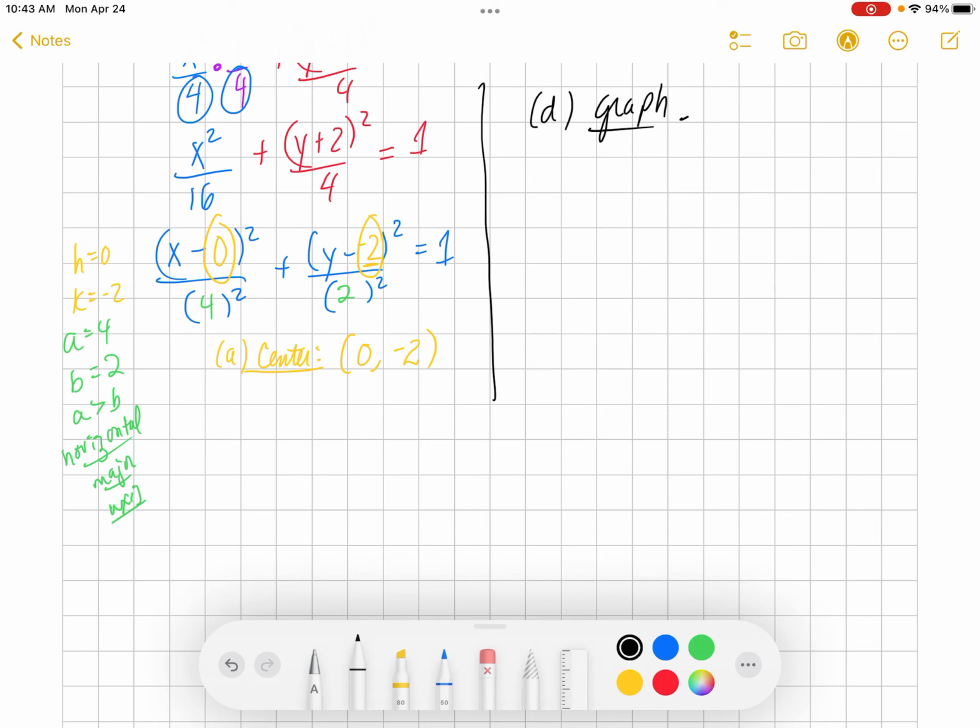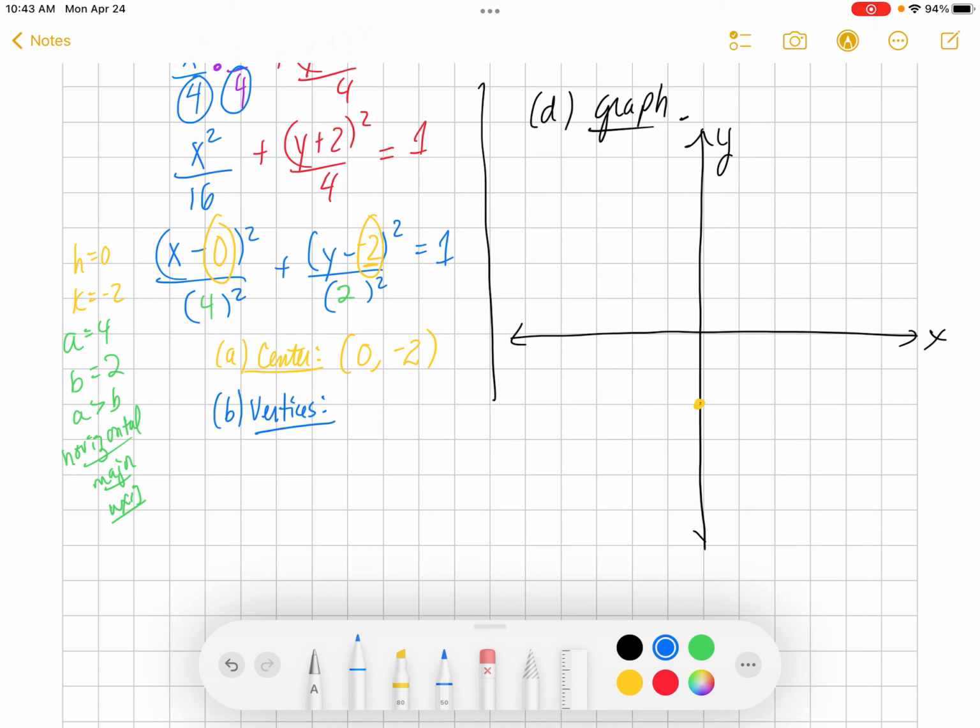We're going to consider doing a graph here. Making sure we have enough space. So I'll put down the center of 0, negative 2 right here. That's nice. Then I want to find my vertices. Okay, we're going to have a horizontal axis here at negative 2. Keep that in mind.